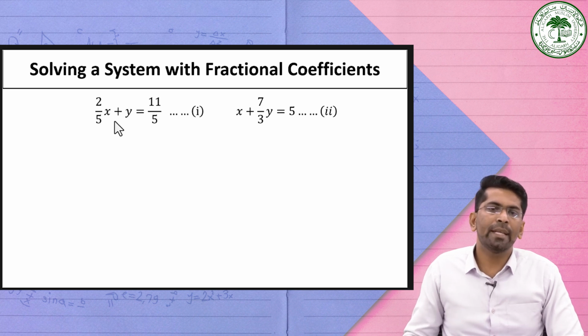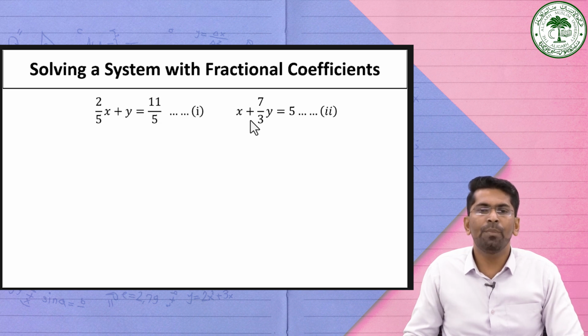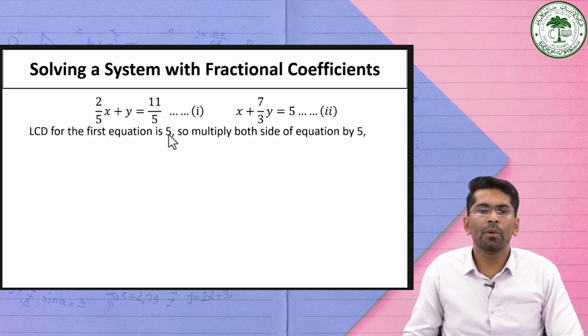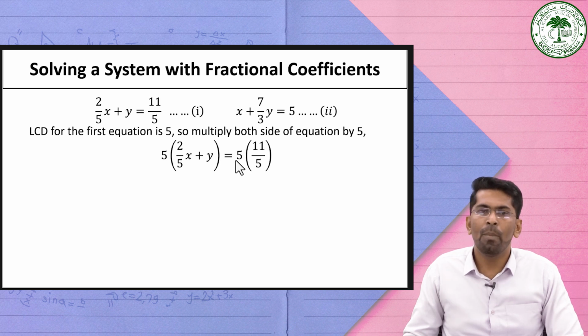2 by 5x plus y is equal to 11 by 5. And another equation, x plus 7 by 3y is equal to 5. So here in the first equation, see the least common denominator, that is LCD. So we are going to multiply both sides of the equation by 5 so that we can eliminate the denominator or fractional coefficient. So 5 into 2 by 5 x plus y, which is equal to, again, the right hand side of the equation we also multiply with 5. So 5 into 11 by 5.